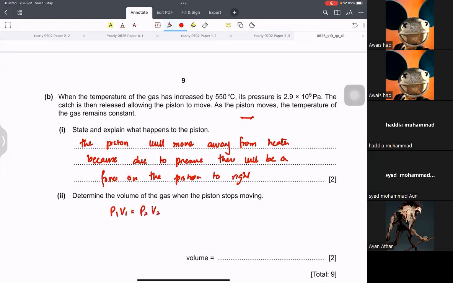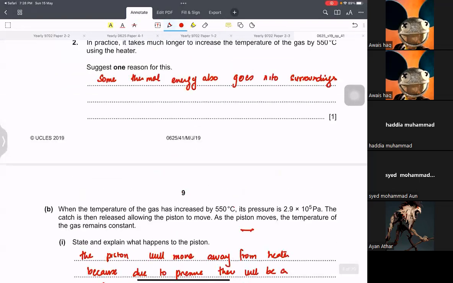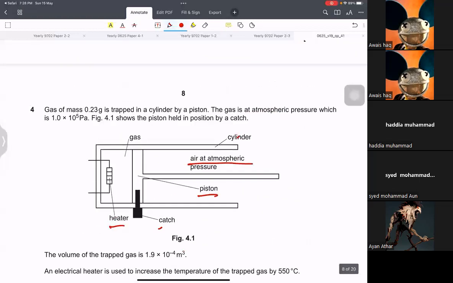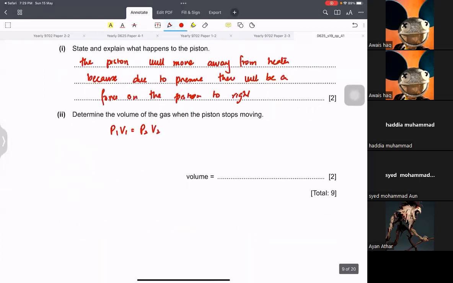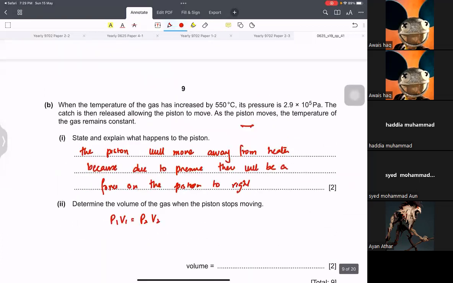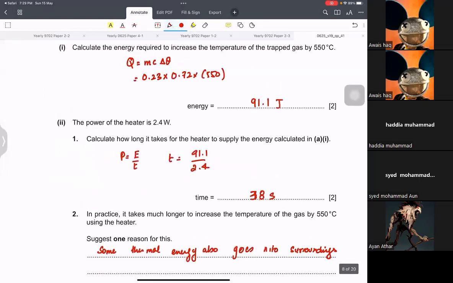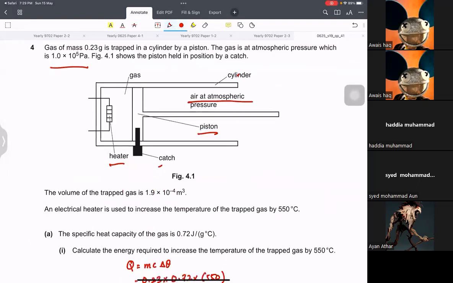P1 V1 equals P2 V2. Okay, let me see what else is given. There was atmospheric pressure, and now due to this pressure, there is now this pressure. It has to be some volume. Yes, volume is also given.